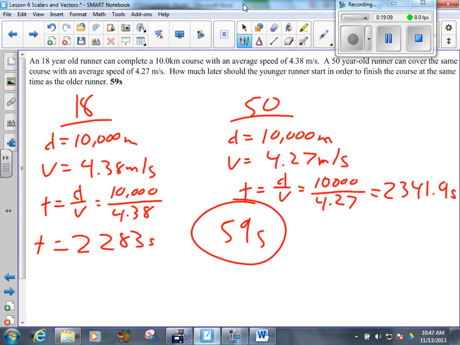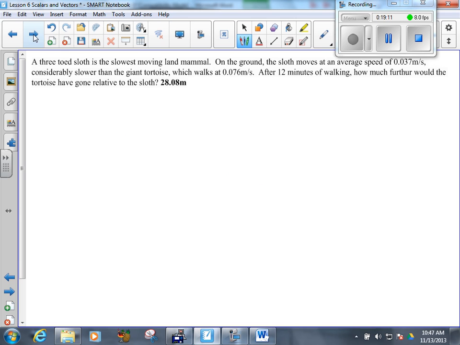Number 10, yeah. So you got the three-toed sloth, the slowest moving land mammal, so we're going to race it and a tortoise. So we got their two speeds. And we know that they're both going to walk or crawl or whatever it is they do for 12 minutes. Can I figure out how far each one of them goes in 12 minutes? But what do I have to do with the 12 minutes before I can do that? Convert it to seconds.